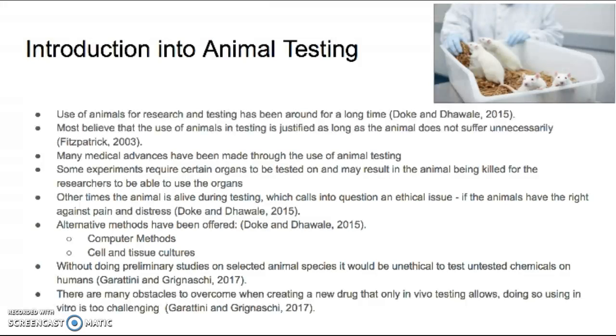Without doing preliminary studies on selected animal species, it would be unethical to test untested chemicals on humans. There are many obstacles to overcome when creating a new drug that only in vivo testing allows. Doing so in vitro is too challenging. For example, creating an artificial blood-brain barrier or an intestinal barrier is very difficult, and seeing how drugs respond to absorption is difficult to recreate in an in vitro test. To summarize, in vitro drugs are faced with a static system, but in vivo, they are subject to very dramatic conditions.